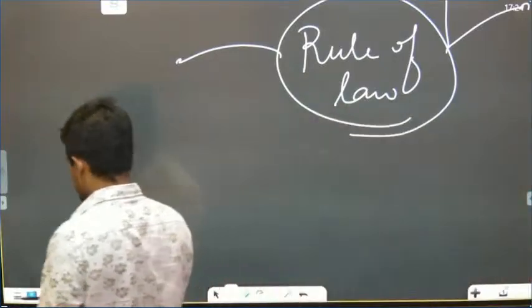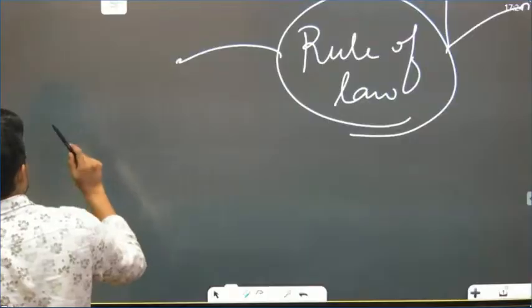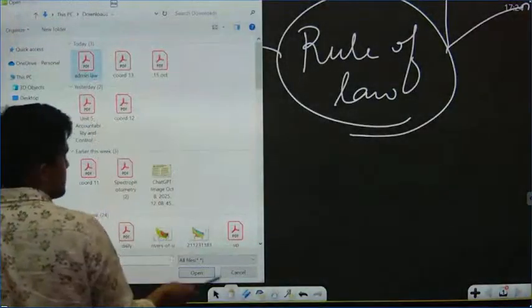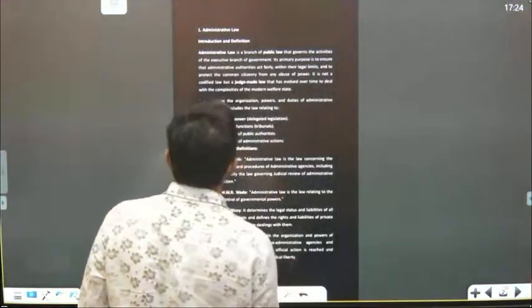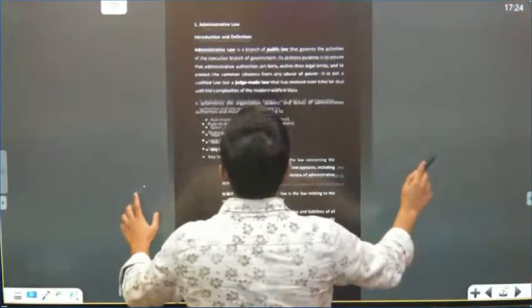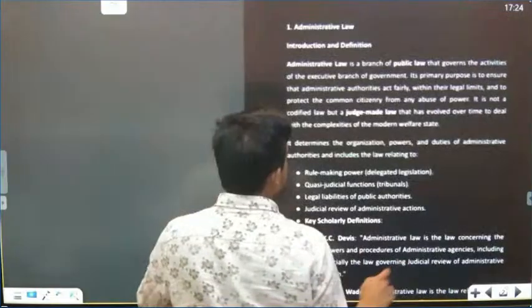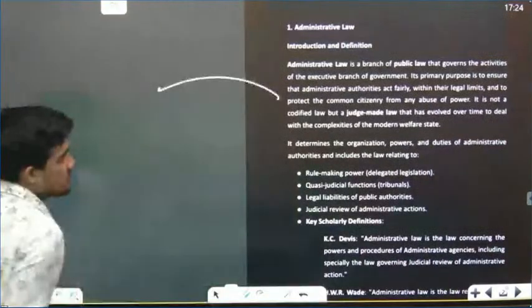Let's read whatever I've written. So you understand it till here, that it is something that is limiting and regulating the activities of the state. There are certain definitions I have given. You just memorize those definitions, important definitions.